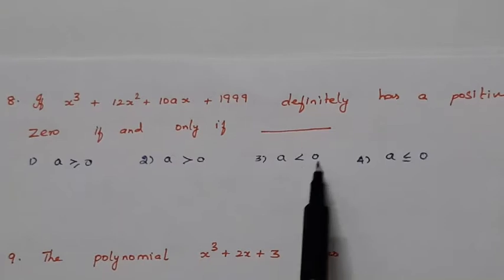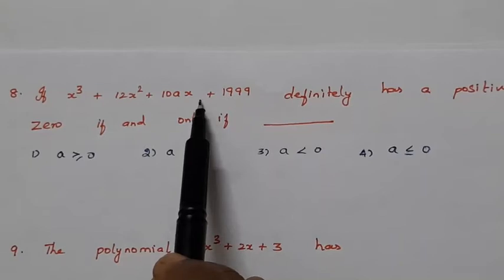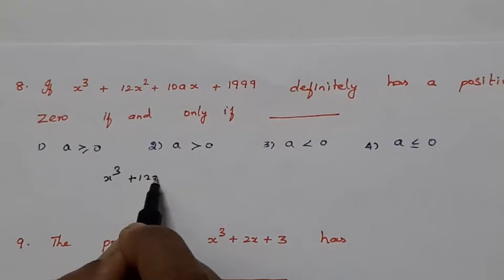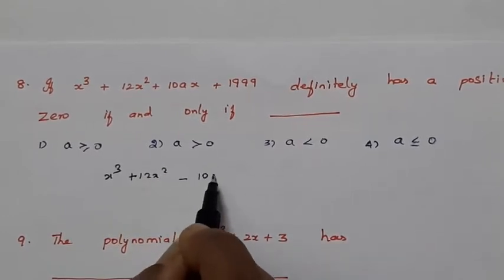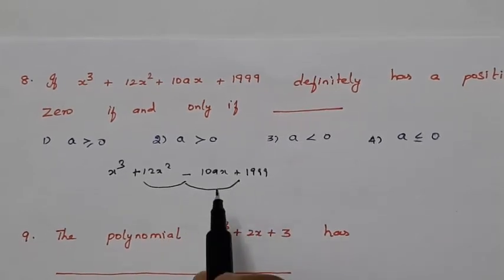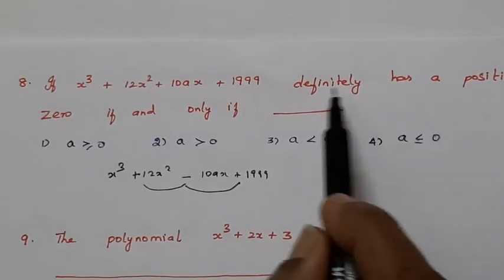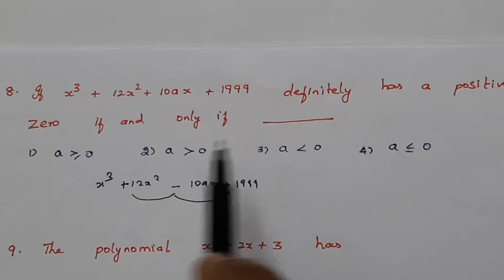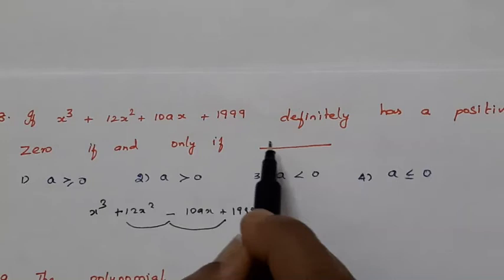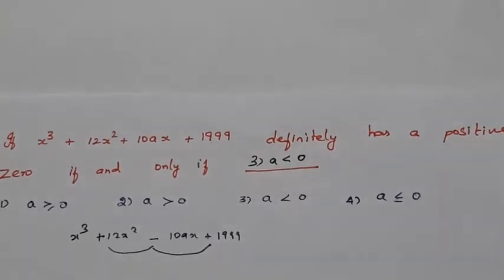So only if a is less than 0, that is, if a takes a negative sign, do we have two sign changes. If a is negative, the term 10ax becomes minus, and with x cube plus 12x squared and 1999, there will be two sign changes, and hence the maximum number of positive zeros will be 2. Then only does it satisfy the condition that it definitely has a positive zero. So a should be negative to get this condition. What is the answer for this question? Option number 3, a is less than 0.